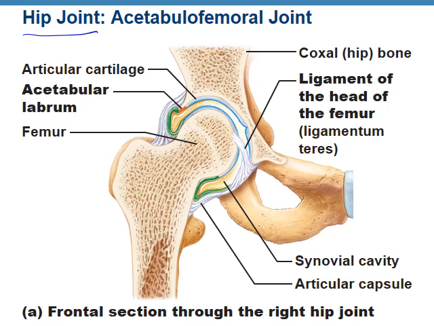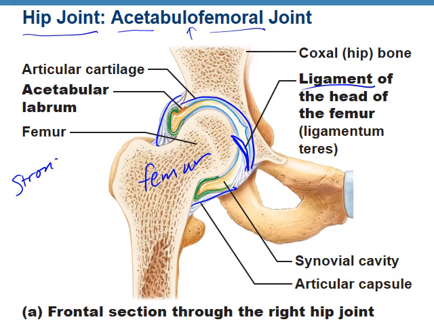Next joint to look at is the hip joint. You can see acetabulofemoral. Again, we just move the ending and put in an O. So this is where the acetabulum of the coxal bone, or the os coxa, joins the femur. You can see ligaments holding the joint together. You can see the synovial cavity. One of the things to notice is that there is a ligament that holds the femur into its socket. So this is a pretty strong joint.